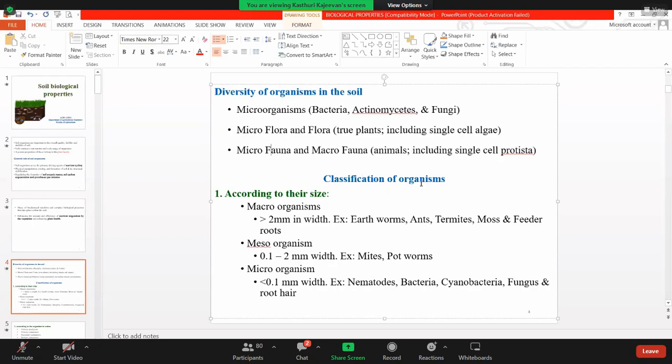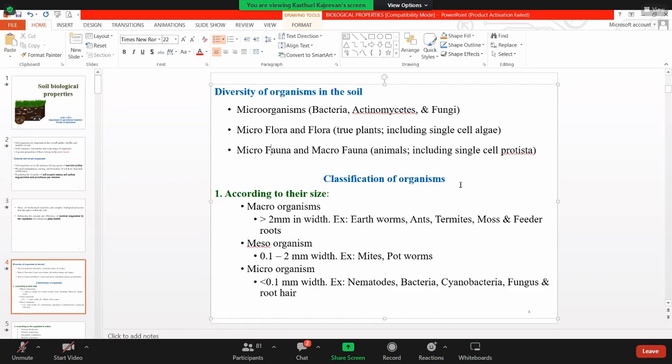Okay. We can classify the organisms based on different criteria. The first criterion is according to their size. Based on the size: macroorganism, mesoorganism, microorganism. These things are important for your exam. Okay, classify the organisms into different criteria.